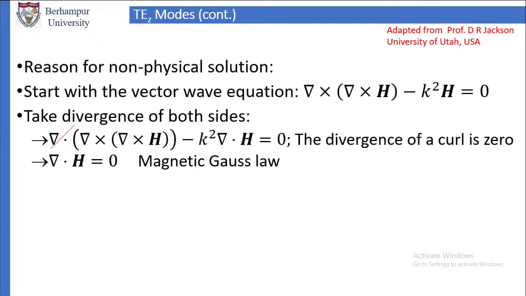Then take divergence of both the sides. So divergence of curl h minus k square divergence of h is equal to 0. Now we know divergence of curl is 0, so the first part is 0. Then minus k square divergence of h is equal to 0. That gives you divergence of h is equal to 0, which is the magnetic Gauss law, and this must be satisfied. So the vector wave equation gives us the magnetic Gauss law. These two equations must be satisfied for all fields.